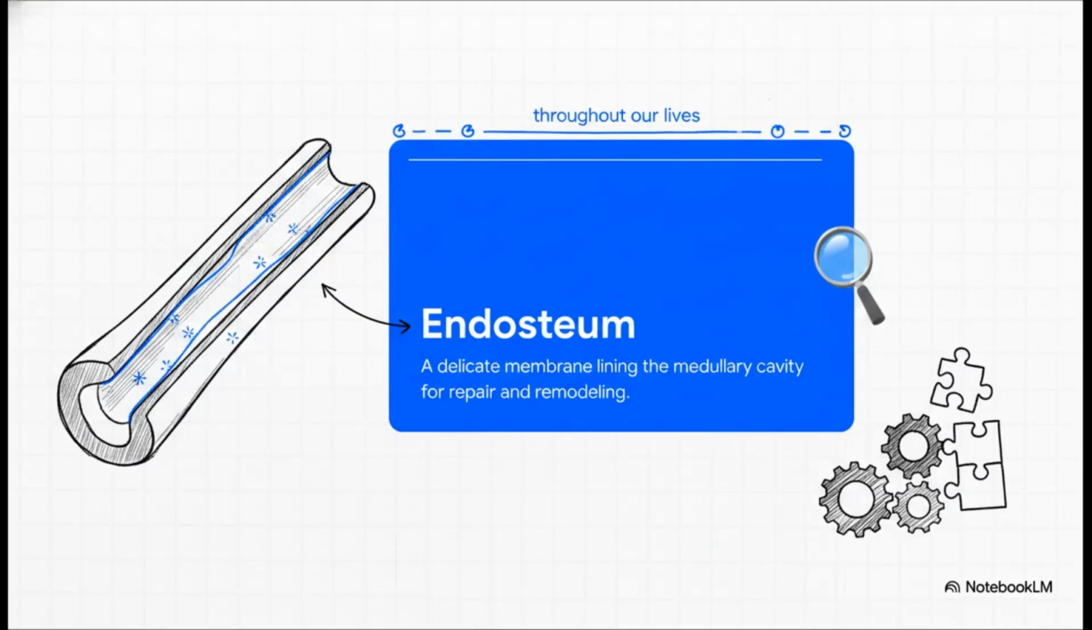And just as the outside of the bone has its periosteum wrapper, the inside needs a lining too. Meet the endosteum. It's a much more delicate membrane that lines the entire interior surface of that medullary cavity. But don't let the word delicate fool you. This internal boundary is incredibly active. It's a primary site where continuous microscopic bone repair and remodeling are happening constantly throughout our entire lives.